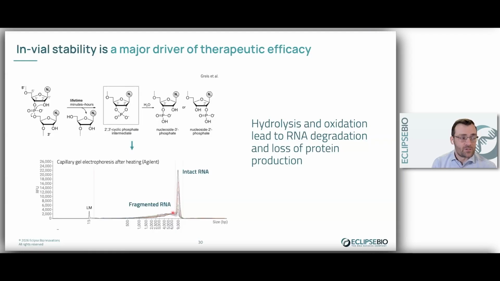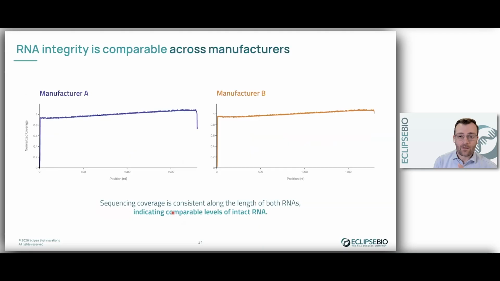And this can occur due to specific sites that are more prone to undergoing hydrolysis. With traditional approaches, such as CGE that I'm showing here, we just see that fragmentation occurred, but it's hard to see exactly where the break occurred, what specific nucleotides were involved. Is it a consistent break that occurs every single time? With nanopore sequencing, we can start to approach that.